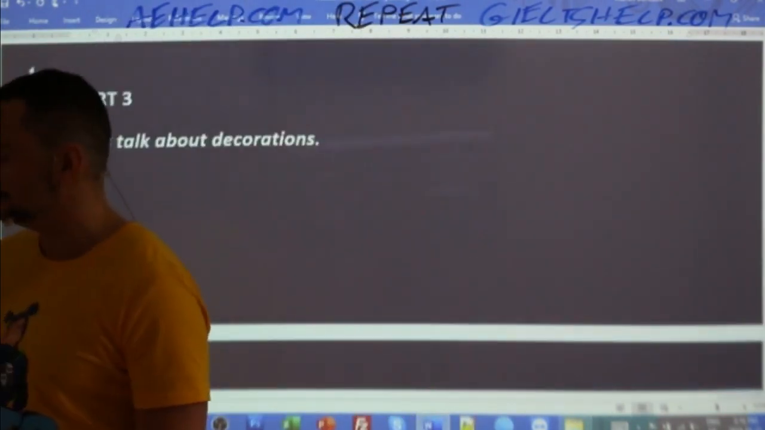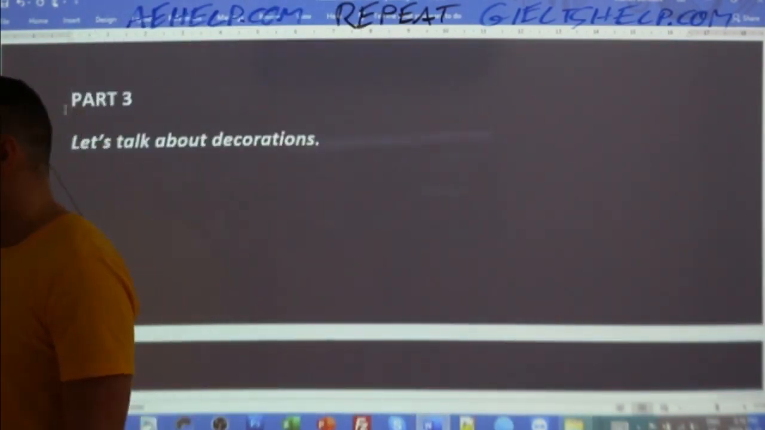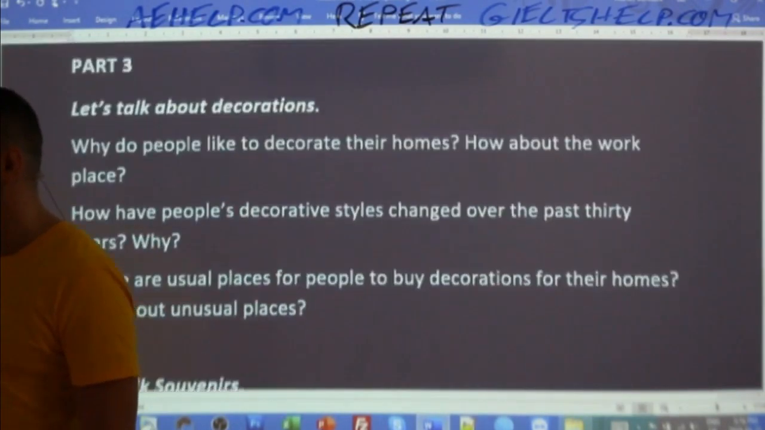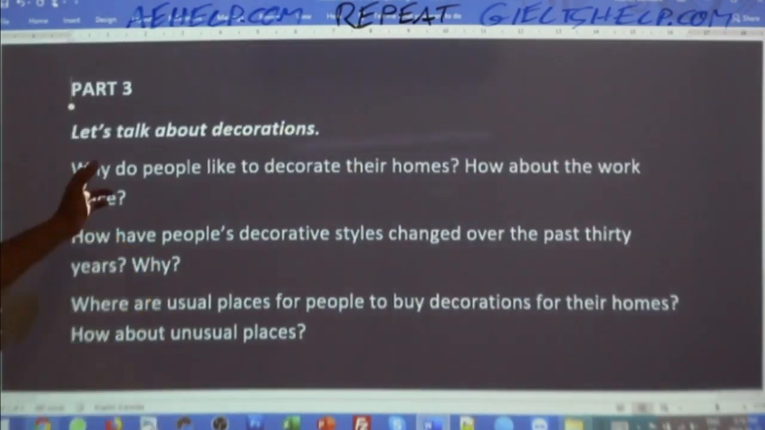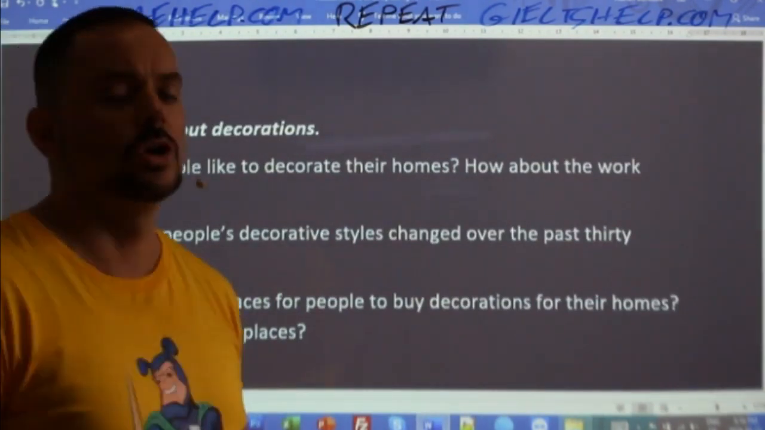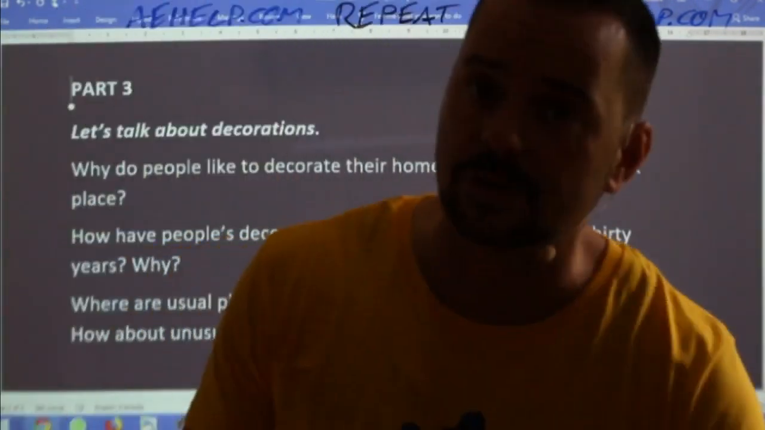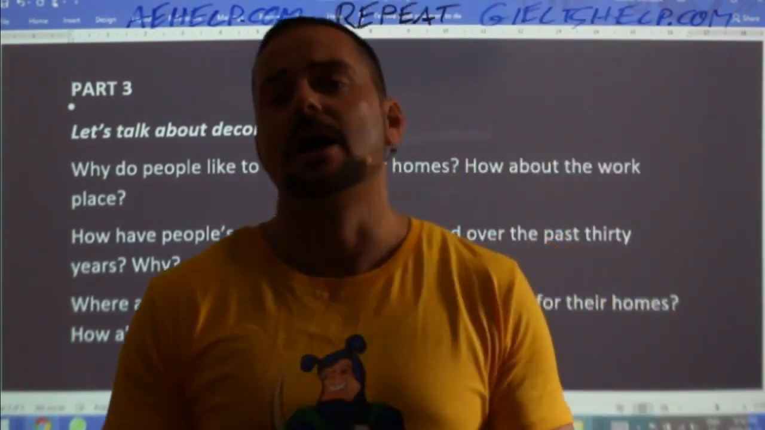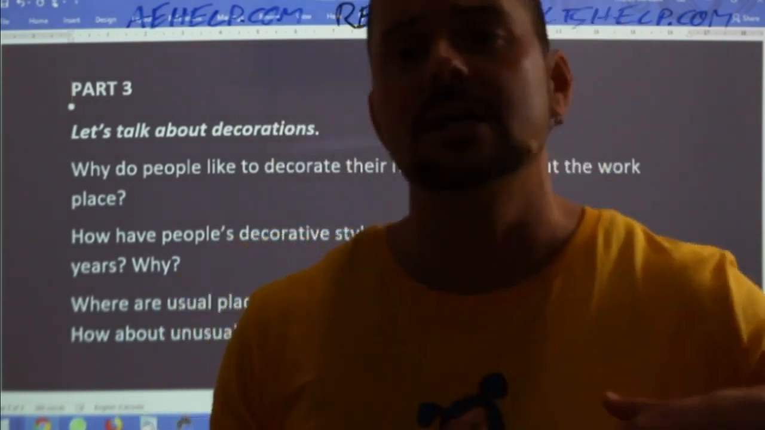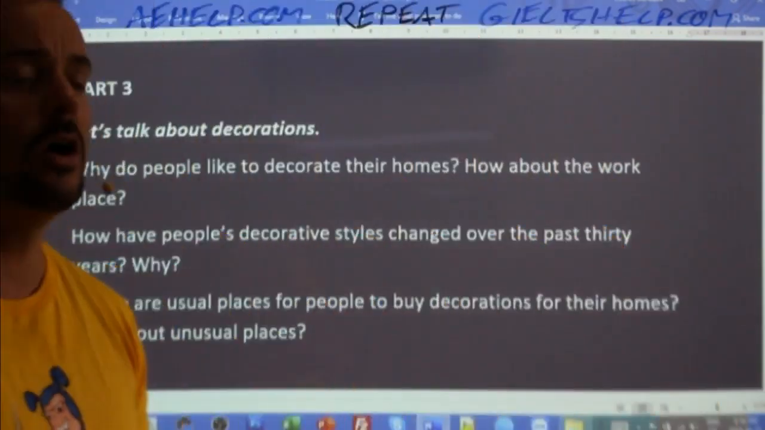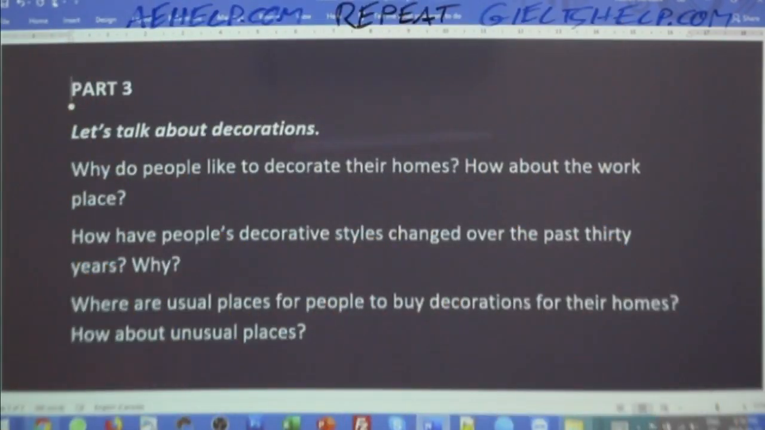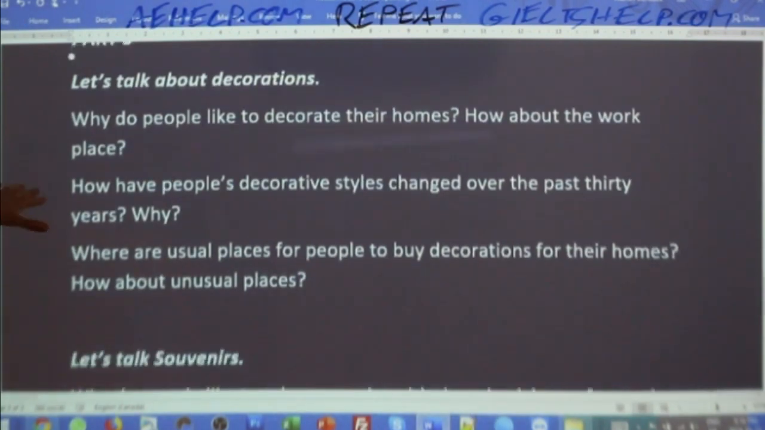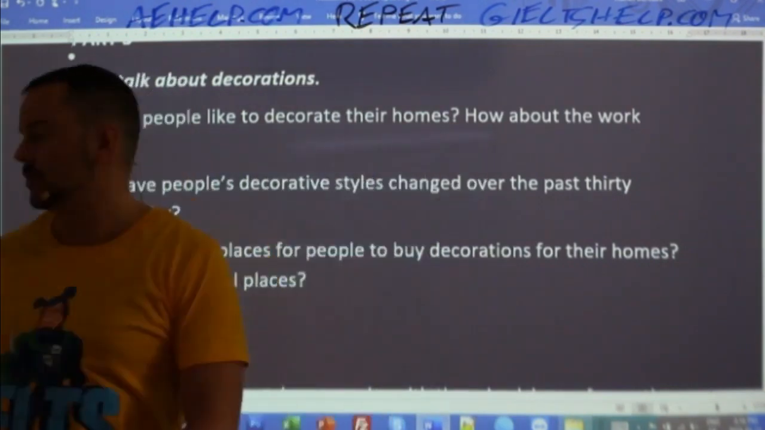Okay, let's get to part 3. So let's practice some of these skills. Here we go, part 3. Let's talk about decorations. Okay, so the examiner says let's talk about decorations. Immediately you should be thinking ornaments, pictures, paintings, statues, okay, art. So you're thinking decorations. And then the question comes, why do people like to decorate their homes?